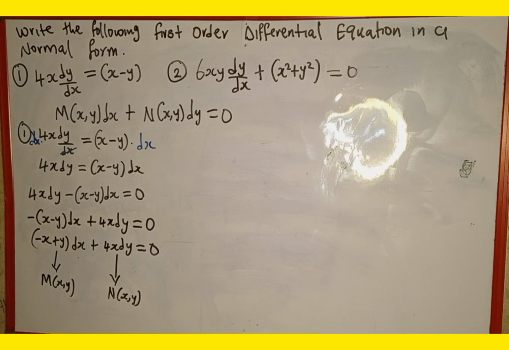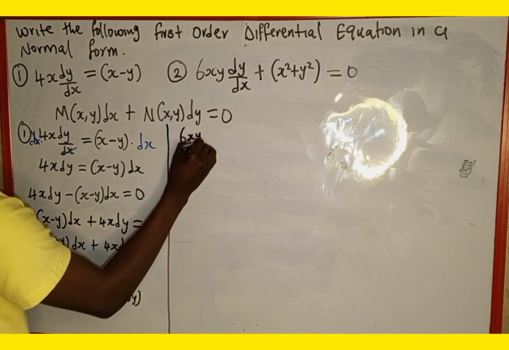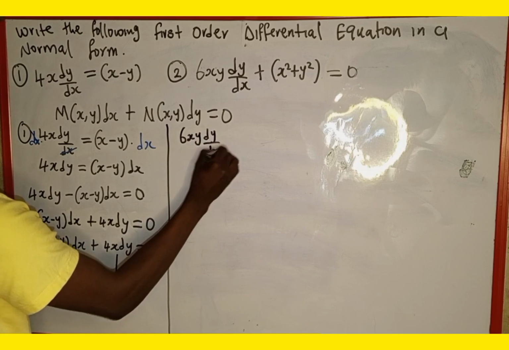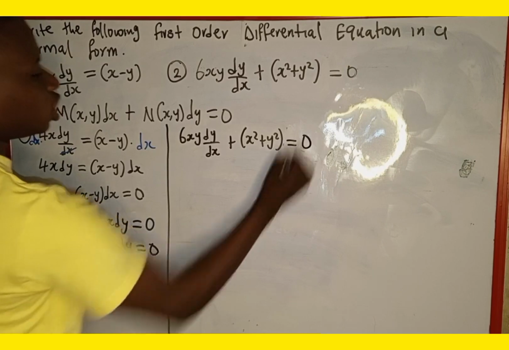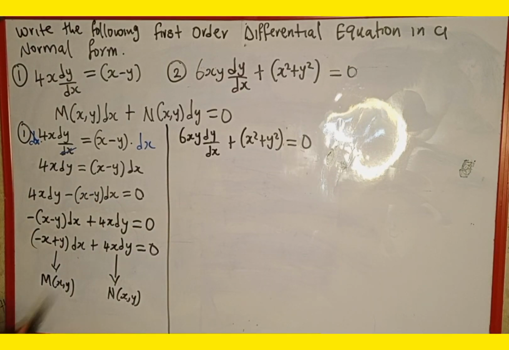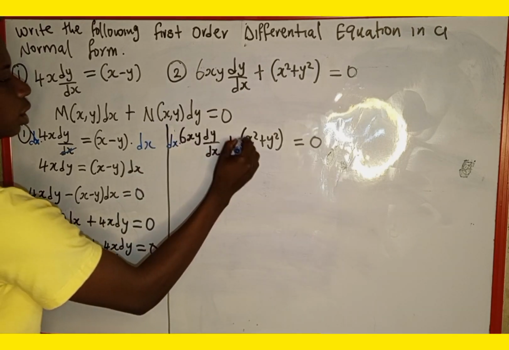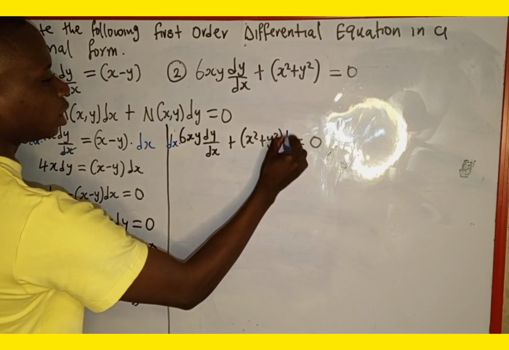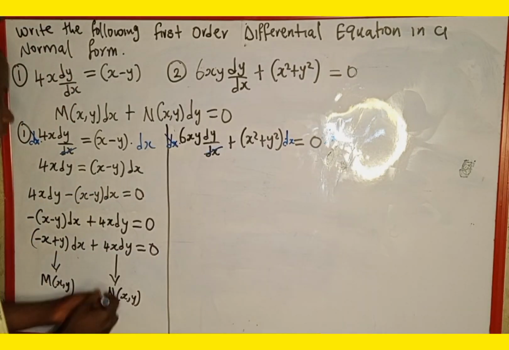So this is how to write a first order differential equation in a normal form. But remember, it is only when the differential equation is first order that it will be easy to write in this form. So let us look at number 2. Number 2 says 6xy dy over dx plus x squared plus y squared is equal to 0. The first thing we are going to do is to eliminate the dx. We multiply by dx, then this one is also multiplied by dx, so this dx is going to cancel this dx.